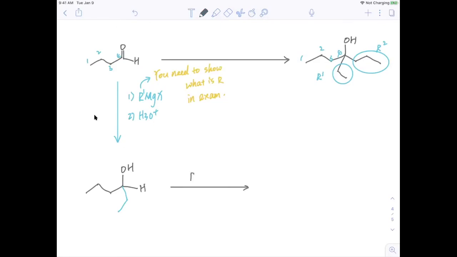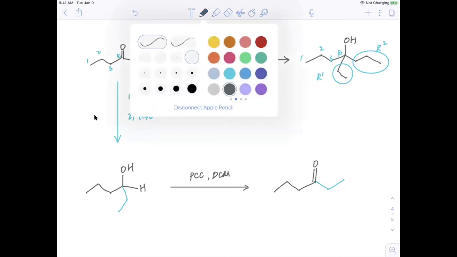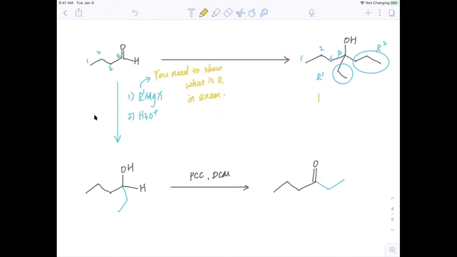So PCC, DCM. My new R, I'm going to just use, yes. And do the second R. So R2MgX.